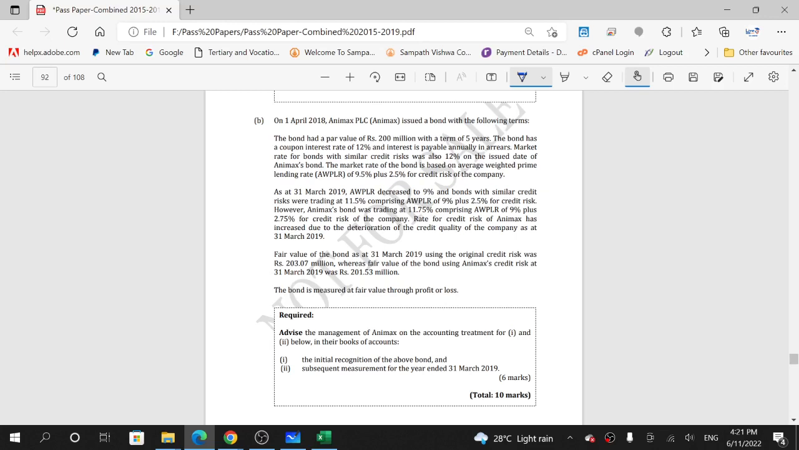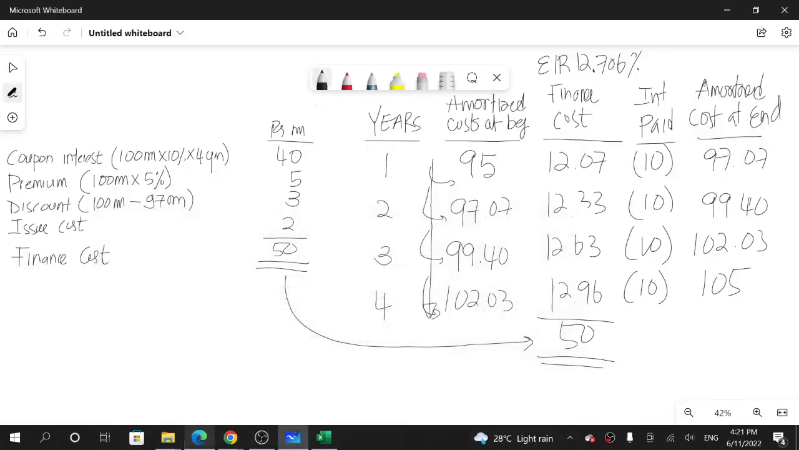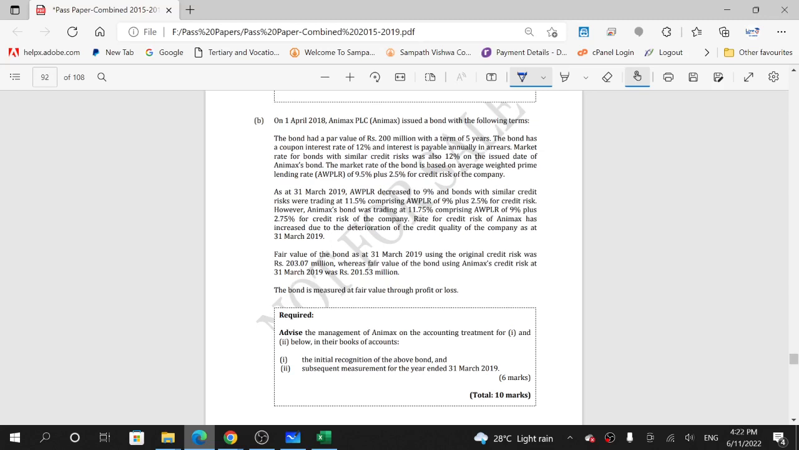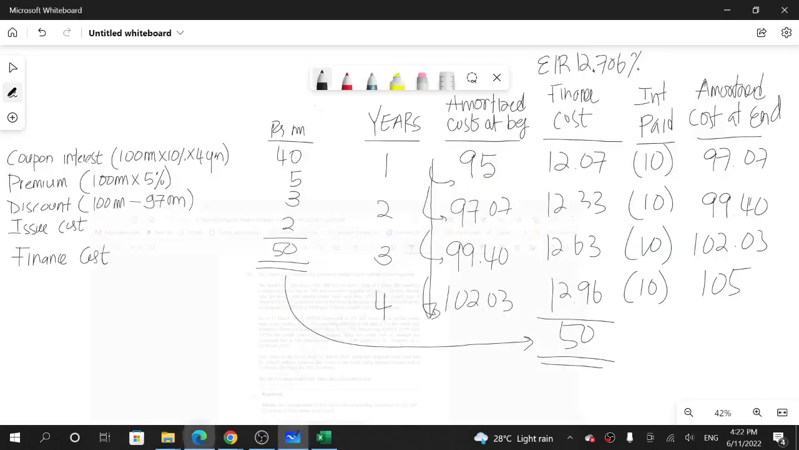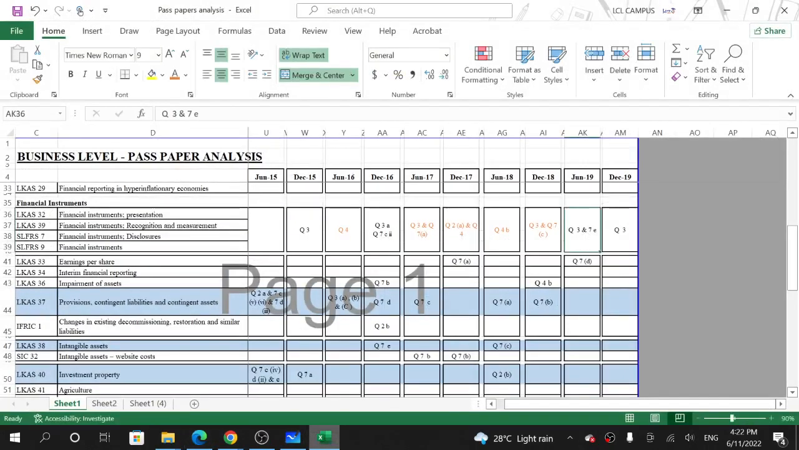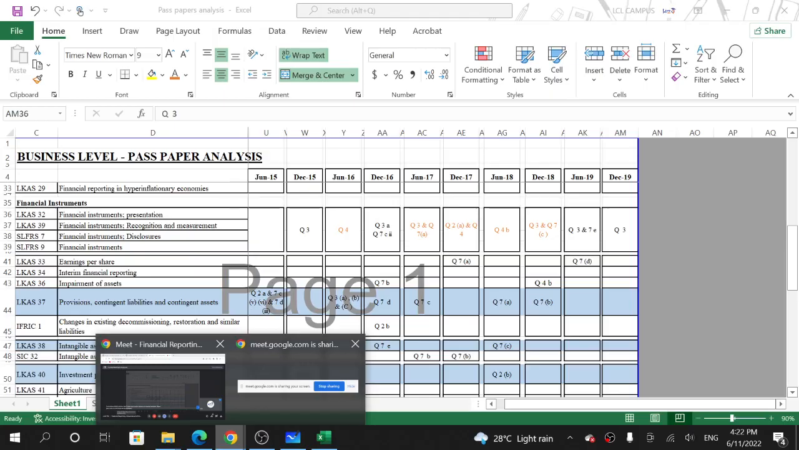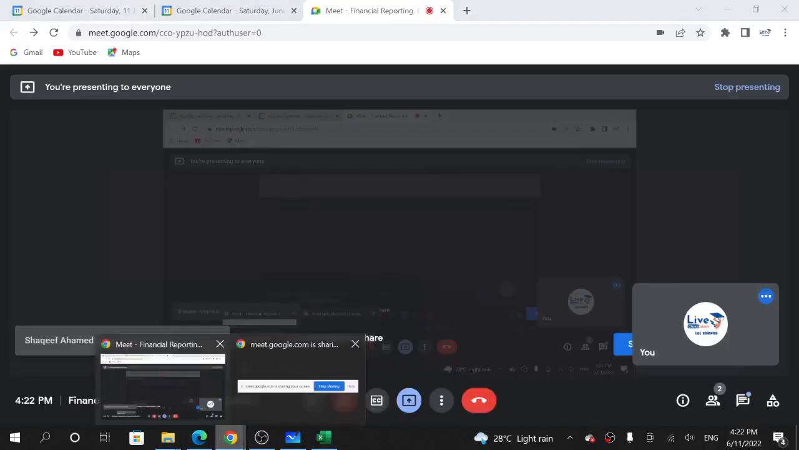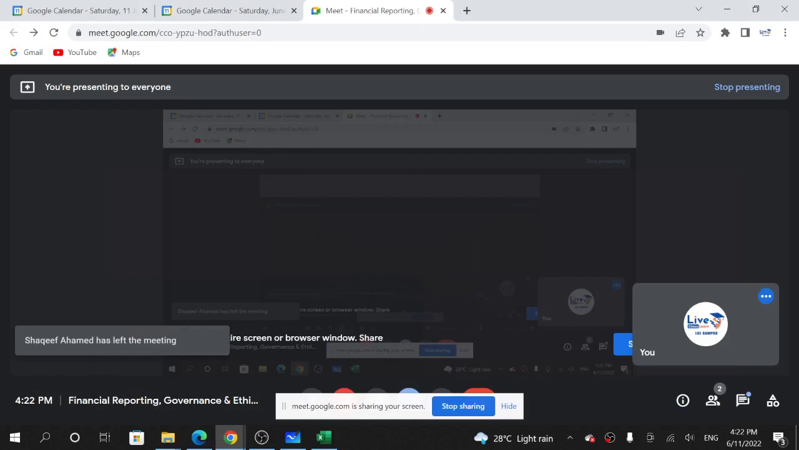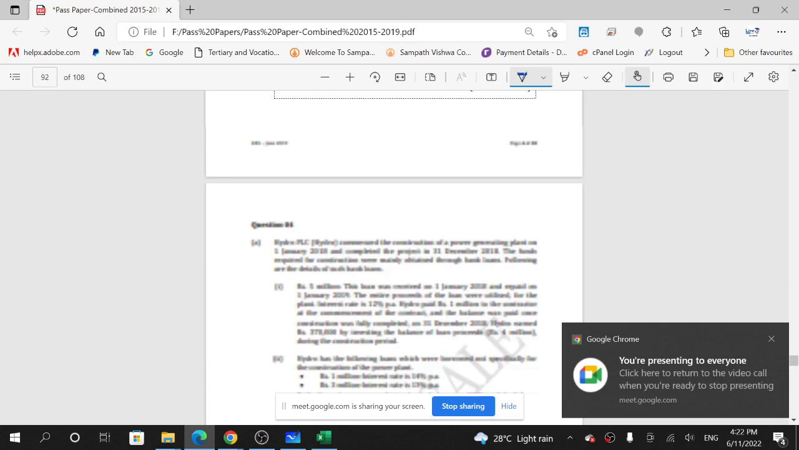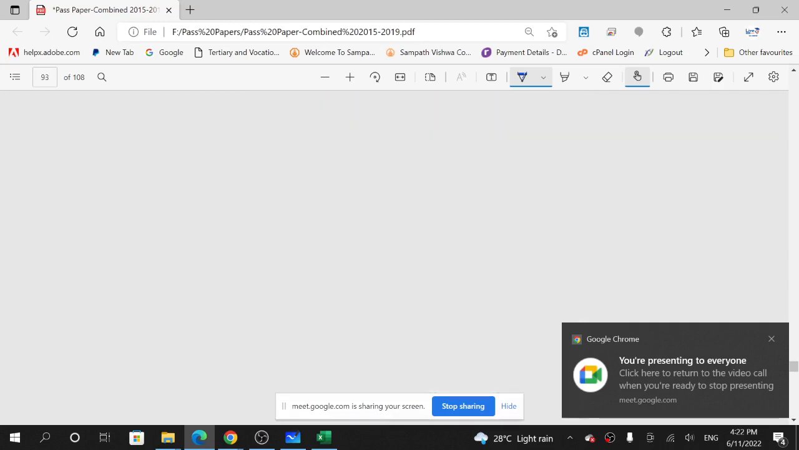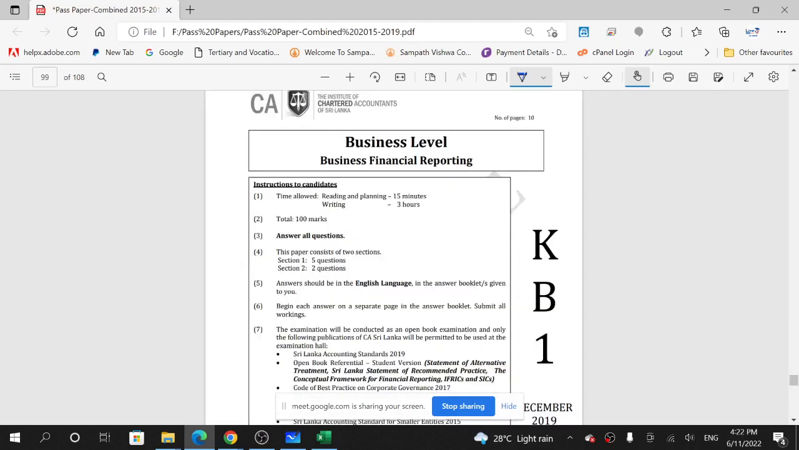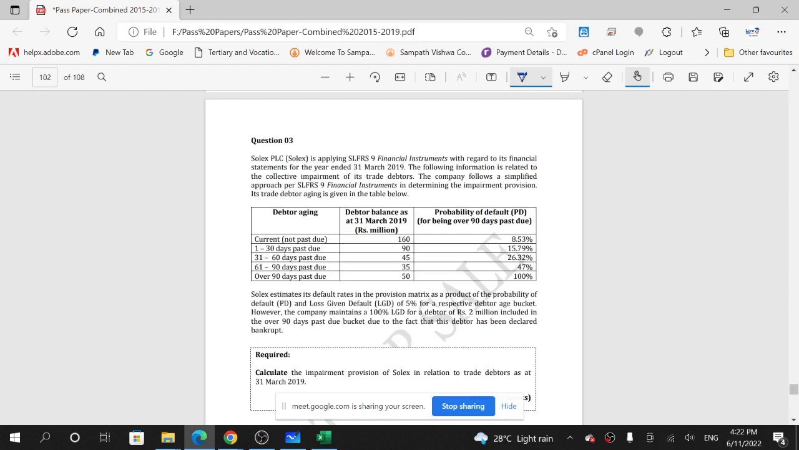Shall we try a simple impairment question first? Then it will be easy to understand, because this calculation is a little complicated for the time being. We'll discuss another simple one and come back. Is that easy for you, right? Okay, we'll discuss December 19 question number 3. This will help you to do the impairment simply.